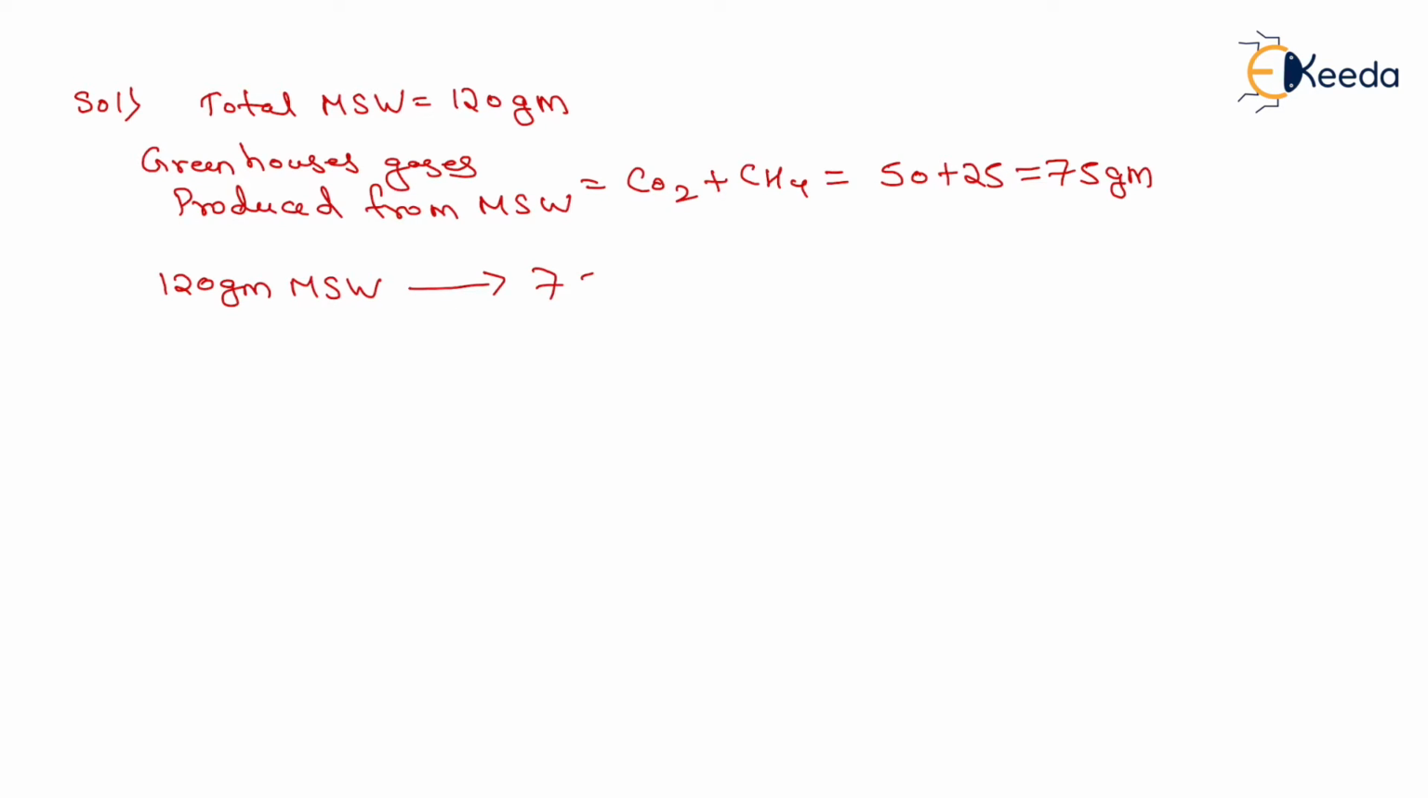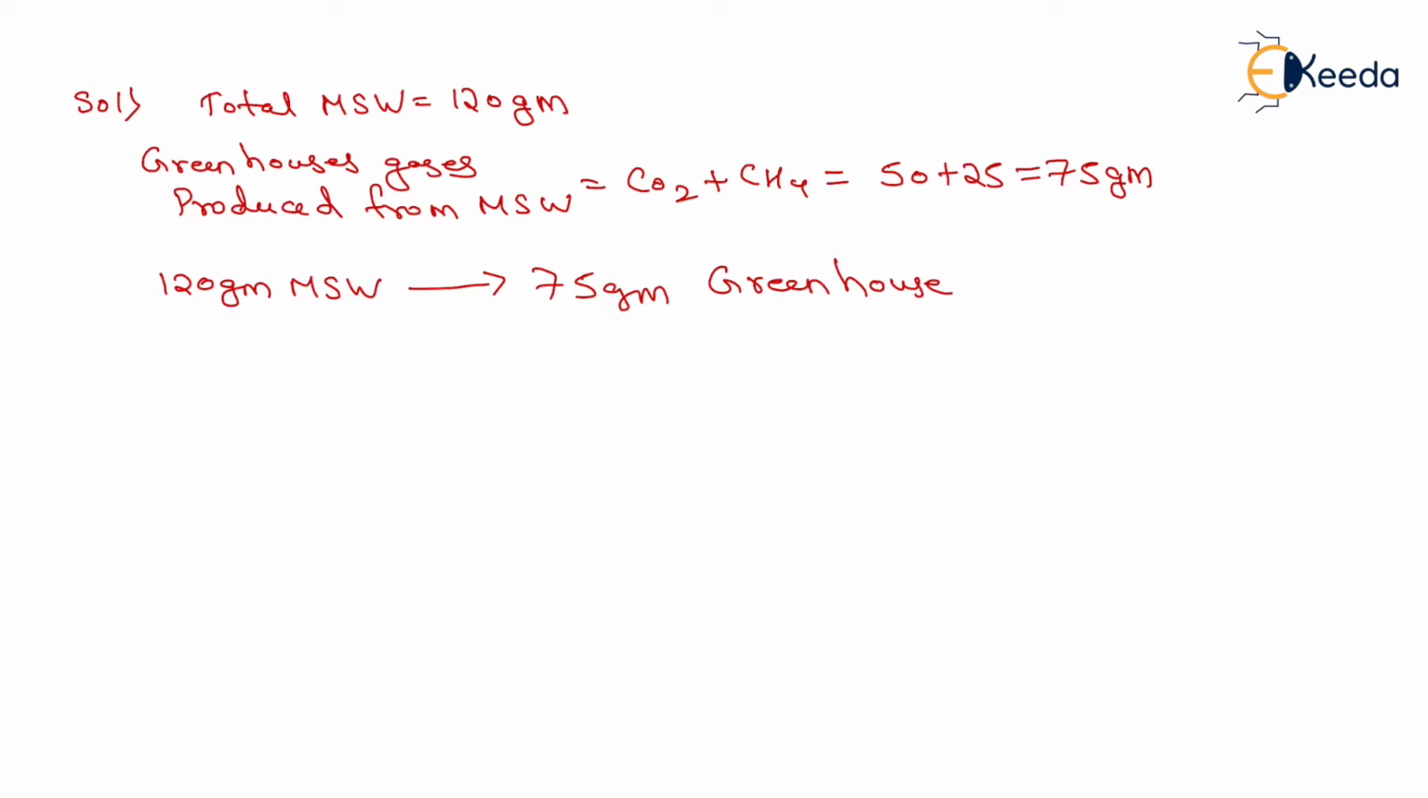Okay. Now we will see the solution of this question. The total municipal solid waste weight is 120 grams, that is its formula weight. Now the greenhouse gases produced from MSW are carbon dioxide and methane, that is CO2 plus CH4. Its weight is given as 50 grams and 25 grams. So 75 grams of greenhouse gases will be produced from total municipal solid waste. Now we can say that in 120 grams of municipal solid waste there will be 75 grams of greenhouse gases.